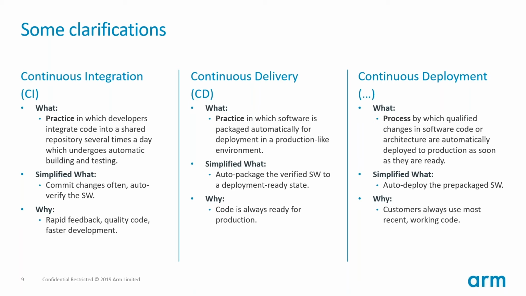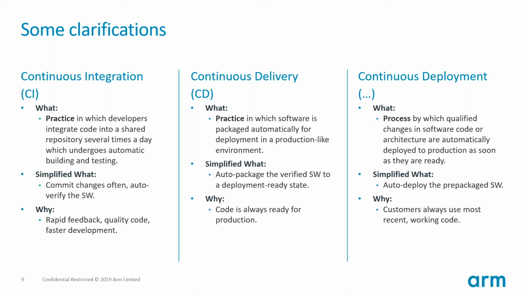Another term that's closely related but different is this concept of continuous delivery. So continuous delivery at its core is really about packaging up the results of continuous integration into a deployment ready state. So your code is always ready for production, and it's already been packaged up into whatever form that means, whether it's an executable, whether it's a Docker container, whether it's an environment, et cetera. Continuous deployment, the very end of the spectrum, is the process of actually shipping your code out to wherever it's being deployed. So customers are always using the most recent working code.